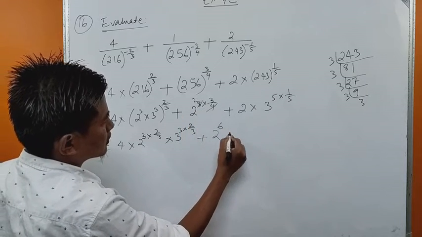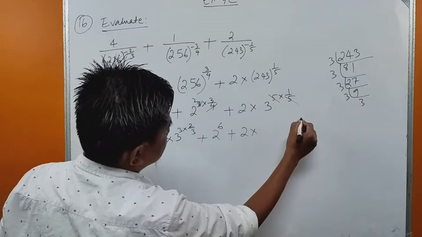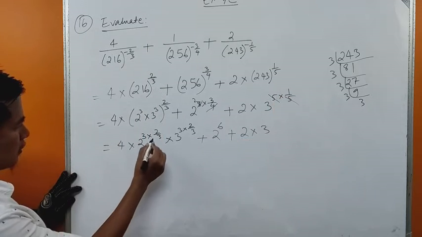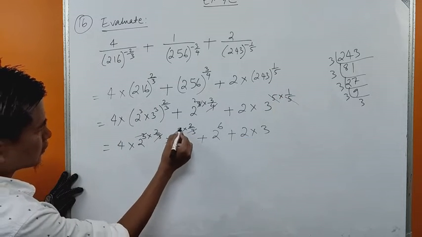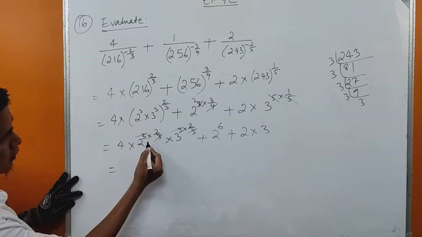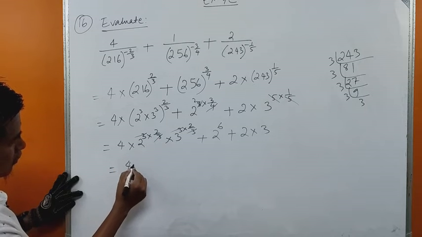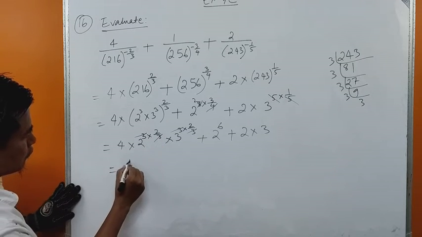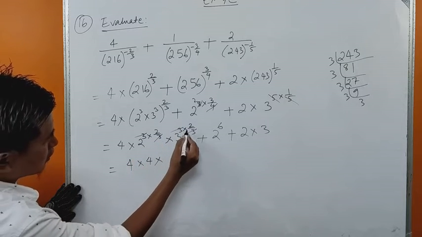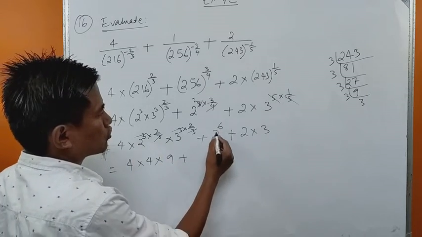2 to the power 6, plus 2 into this 5 and 5 cancels out, so 2 into 3 to the power 1 means 3. Now 3 and 3 cancel out. Okay, so 2 squared means 4, and 3 squared means 9, plus 2 to the power 6.